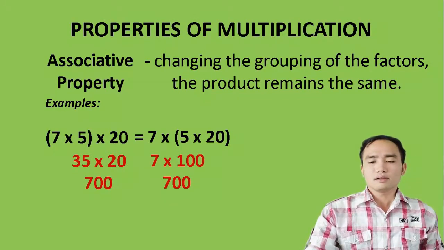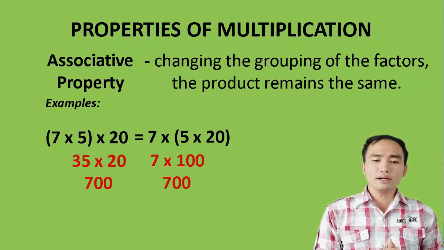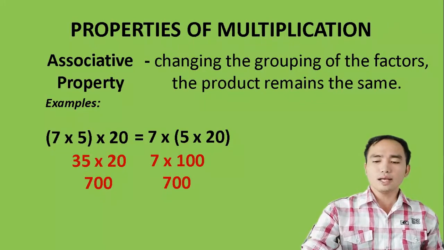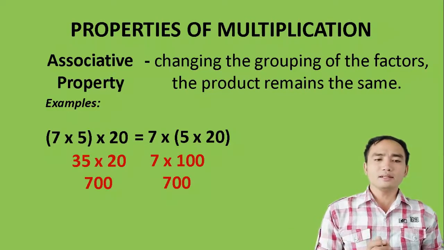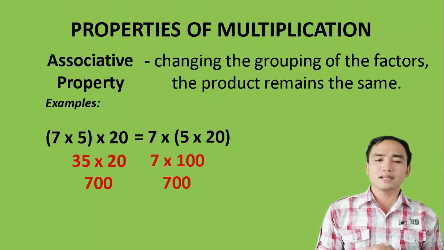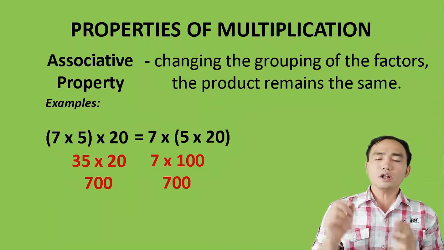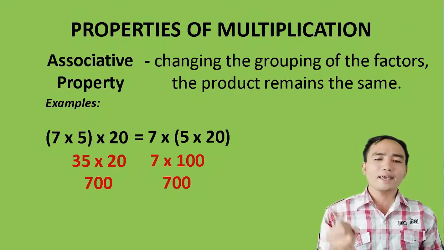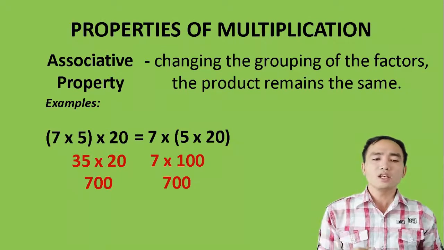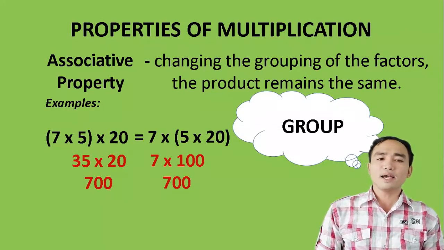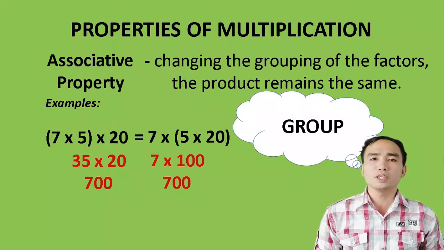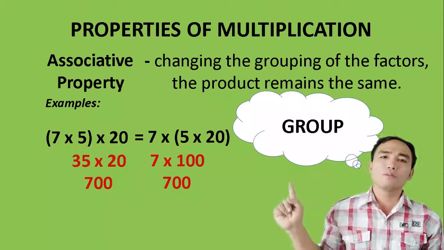And we can do mental multiplication here. 7 times 100 is 700. So the advantage here in the associative property of multiplication is that we can solve first for the product of 10, 100, or 1000, so that we can easily answer the problem. So if you are going to identify or to determine associative property of multiplication, just think of group.